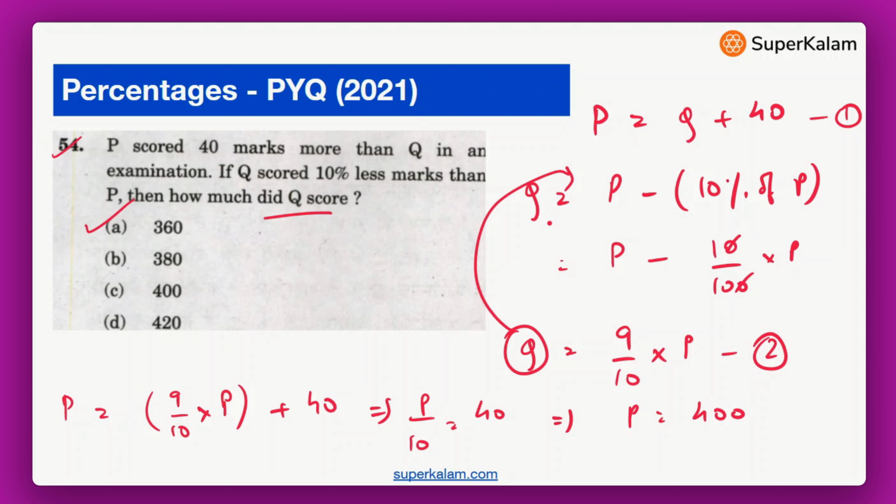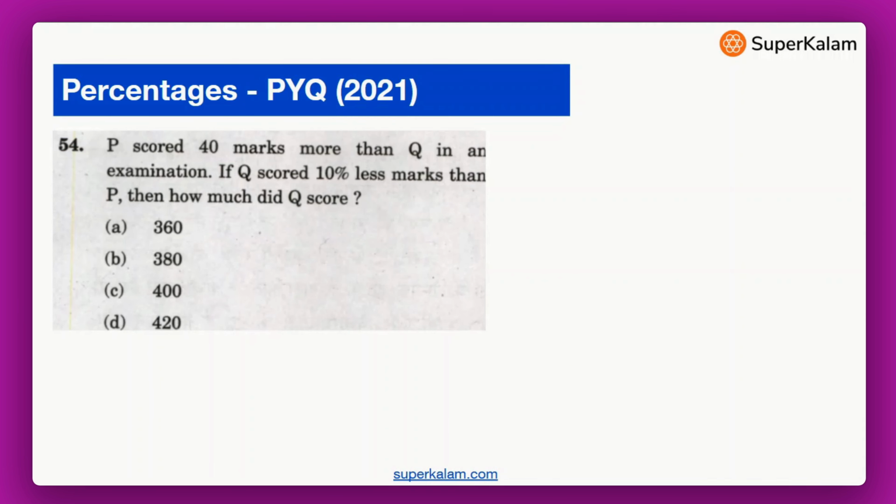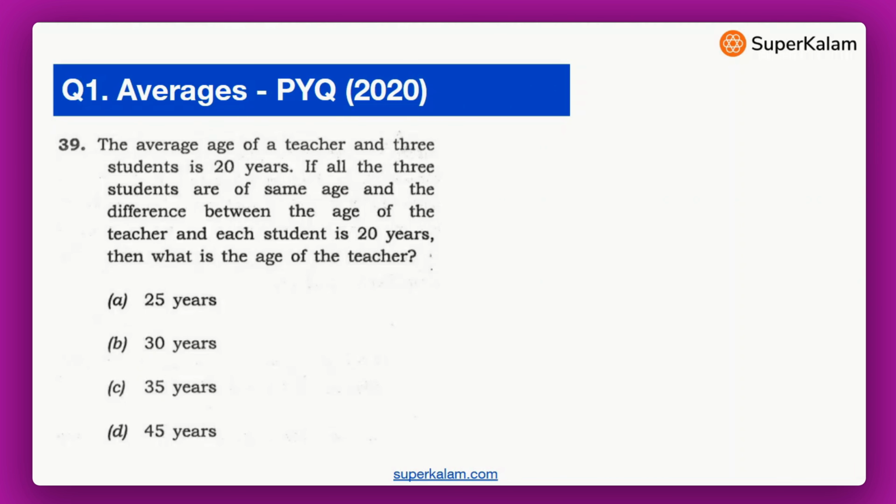So you just have to interpret the statements. You have to be right about your English. You must interpret the statements right, and then the next part was quite easy. So these were the questions we practiced together for these two concepts, averages and percentages. Now I have also given you some questions to try on your own.